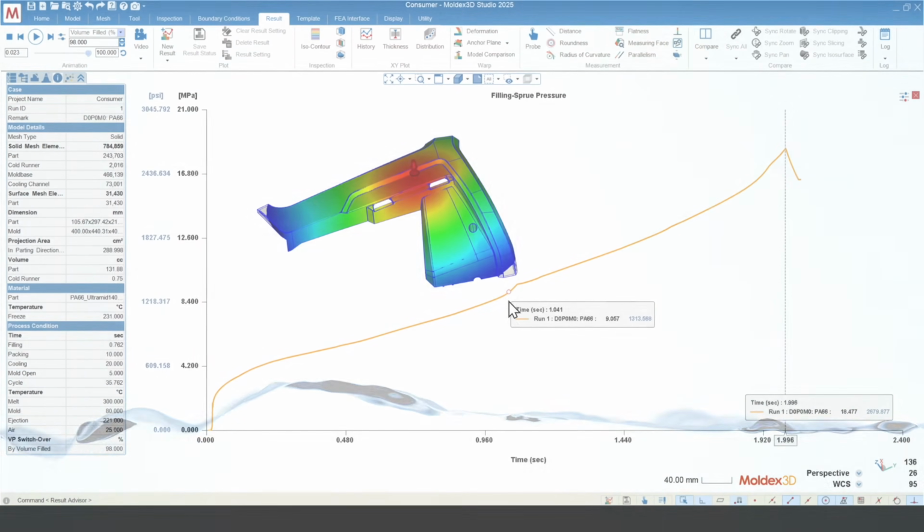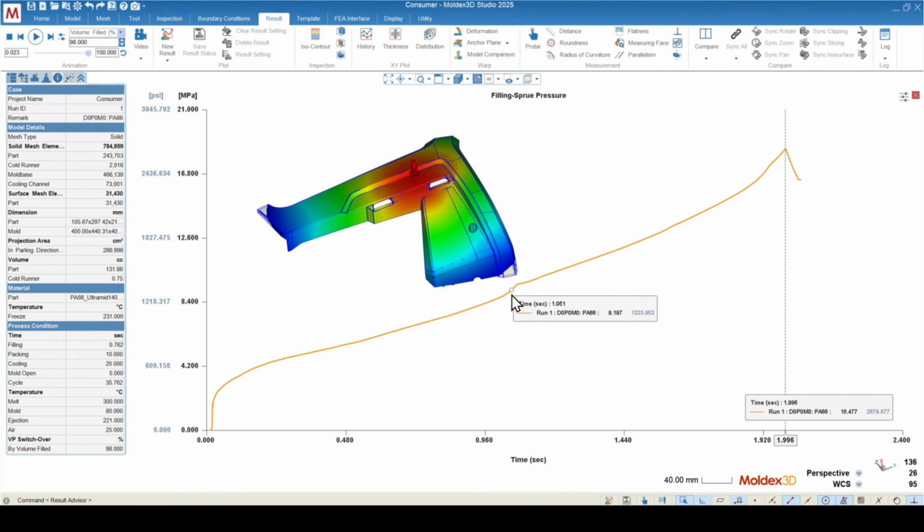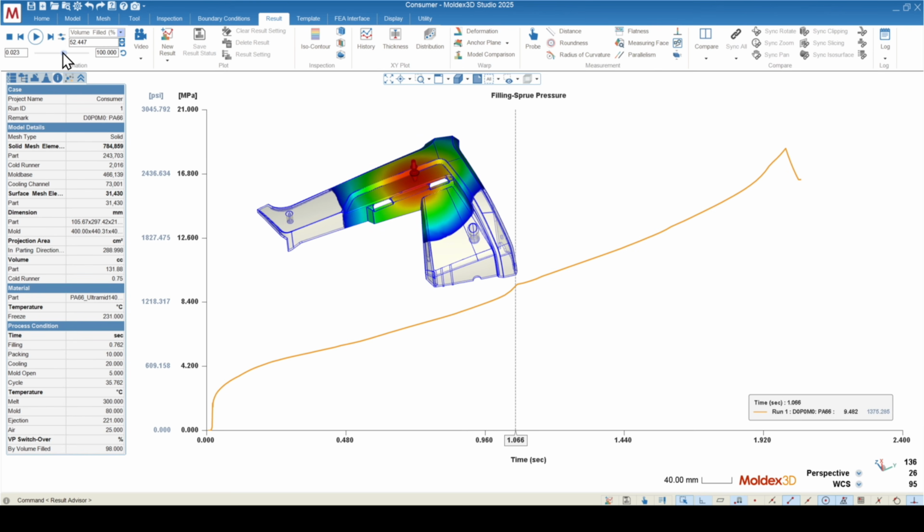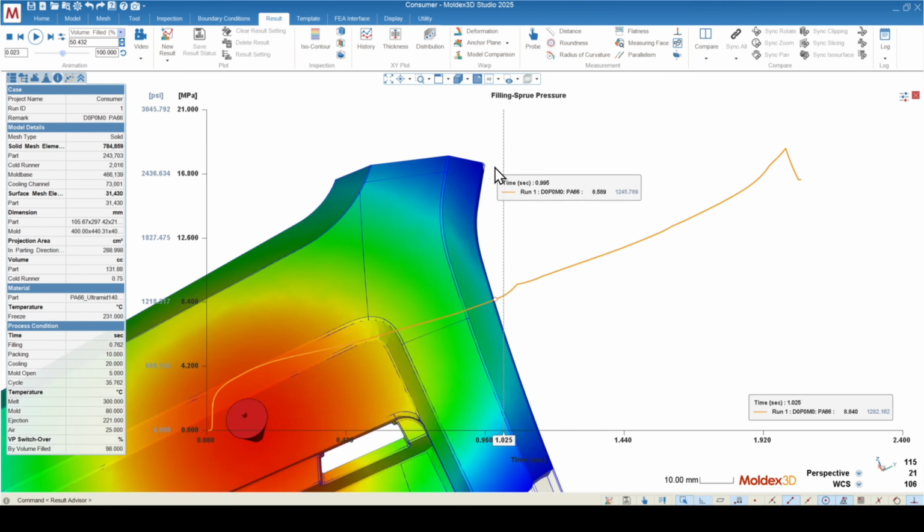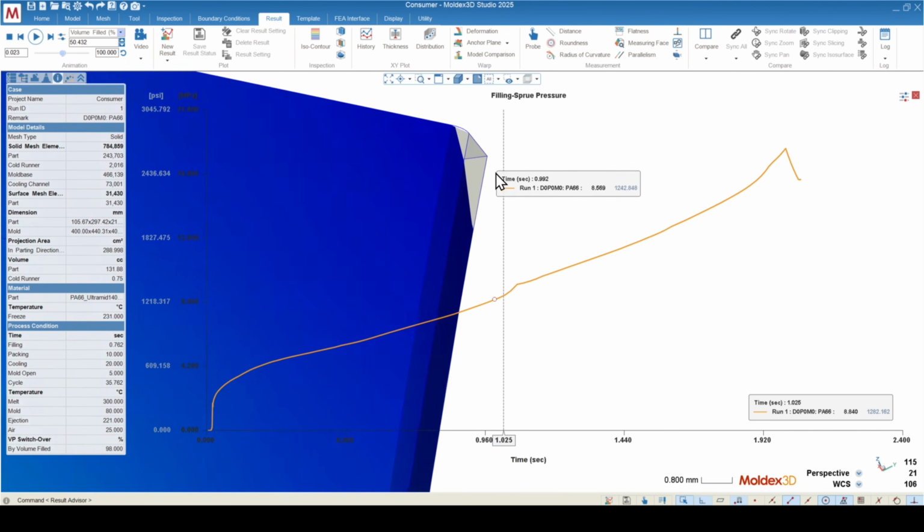In this case, we actually do have a small pressure spike right in the middle of the curve. So I can move my animation back to just before that happens and understand what actually might be occurring at this moment to cause this little pressure anomaly. If I rotate my part around, I might be able to actually see what's happening at this particular moment.